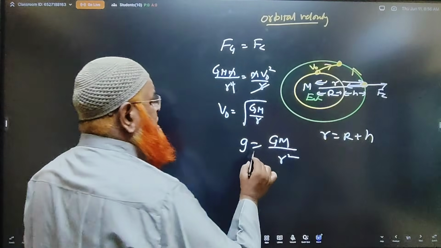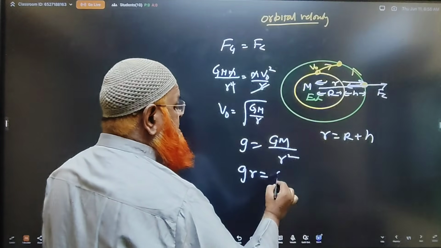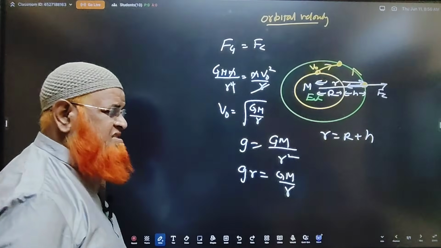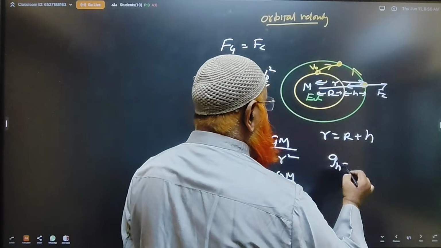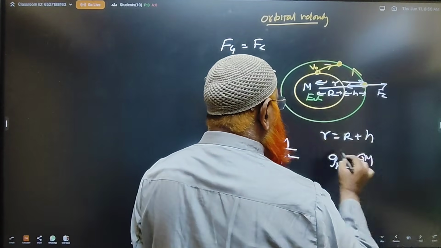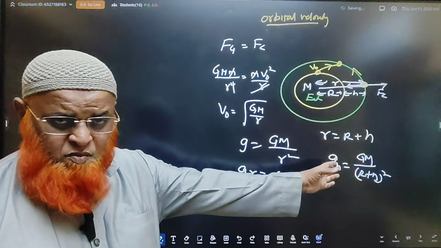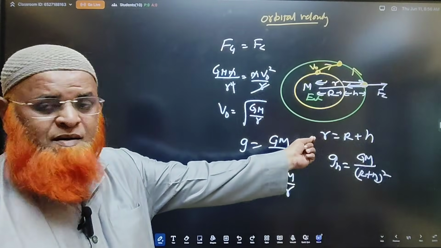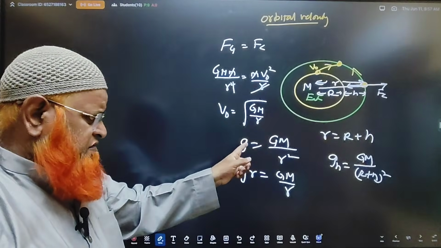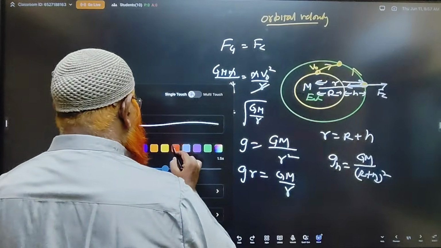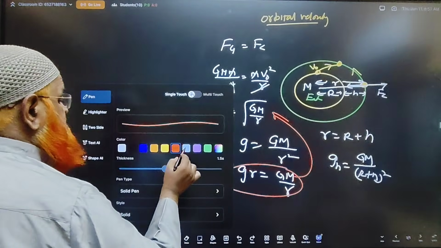Here I am taking g at a certain height, which is GM by r square. So g into r is equal to GM by r. Hope you are understanding. So g is equal to GM by r square, where g here is g at a certain height, which is GM by (R plus h) whole square. You know about this, isn't it? But instead of R plus h, I am taking small r, the distance between the centers of the two bodies. So one r I have taken, one GM by r I have taken like this. From this, you will understand that this can be substituted here. Then you get orbital velocity like this.